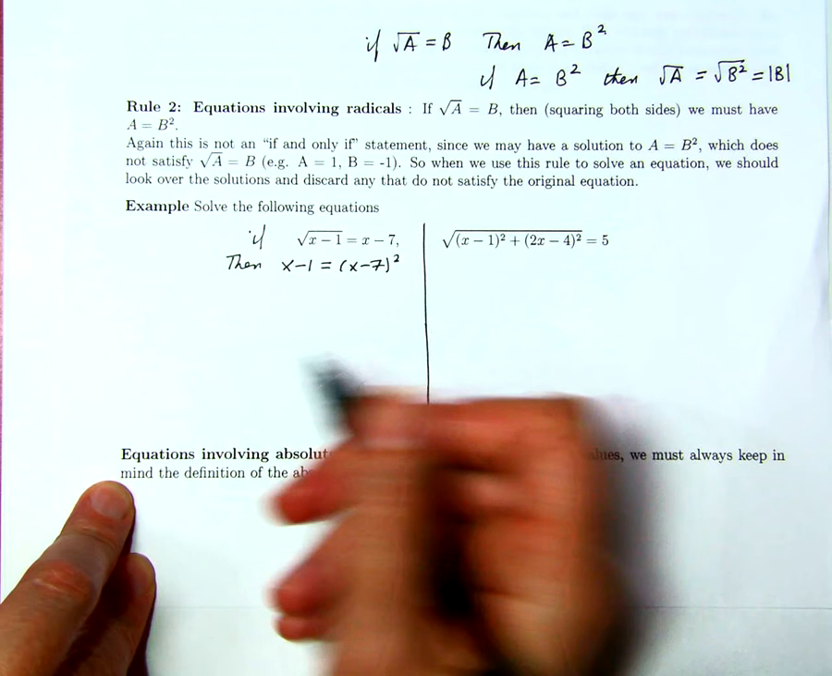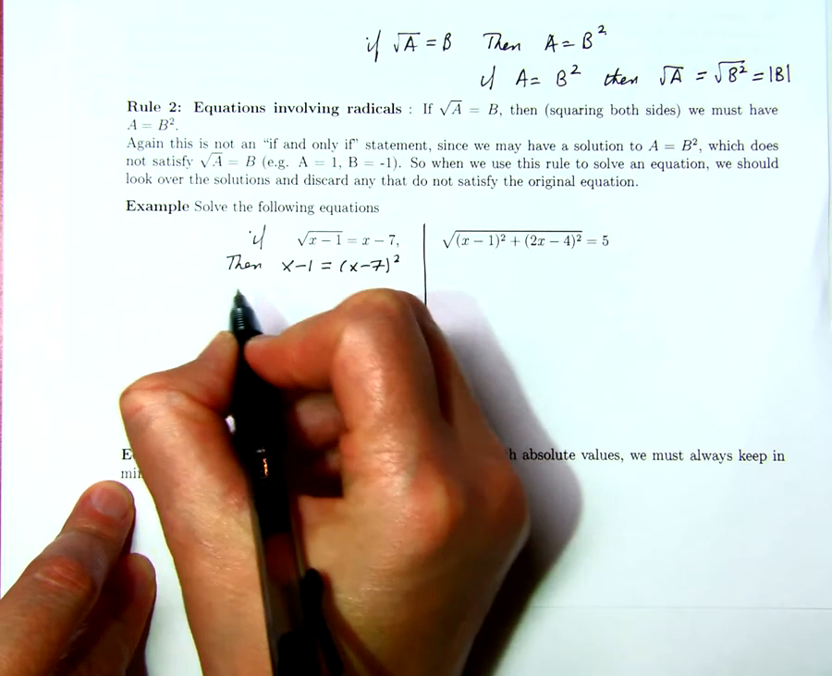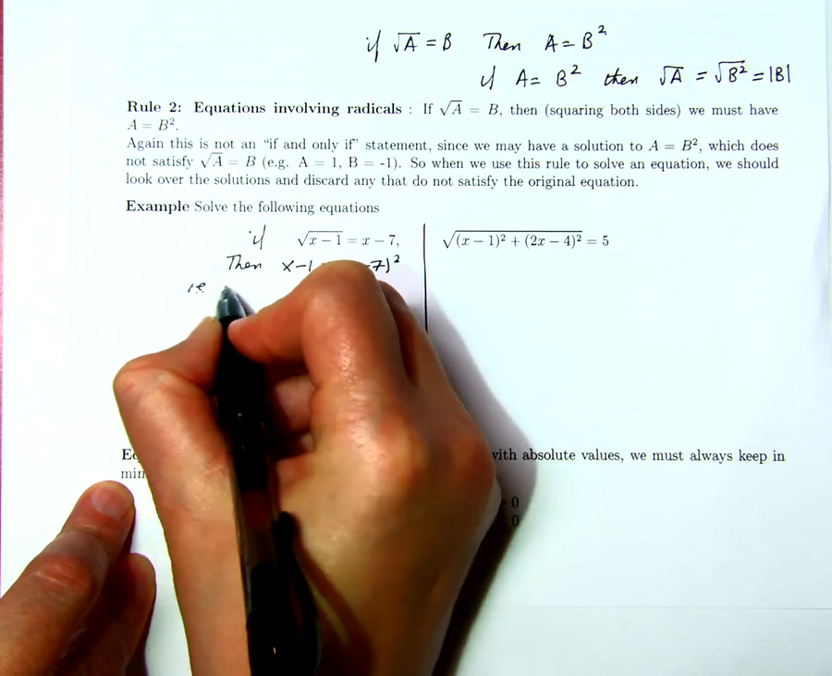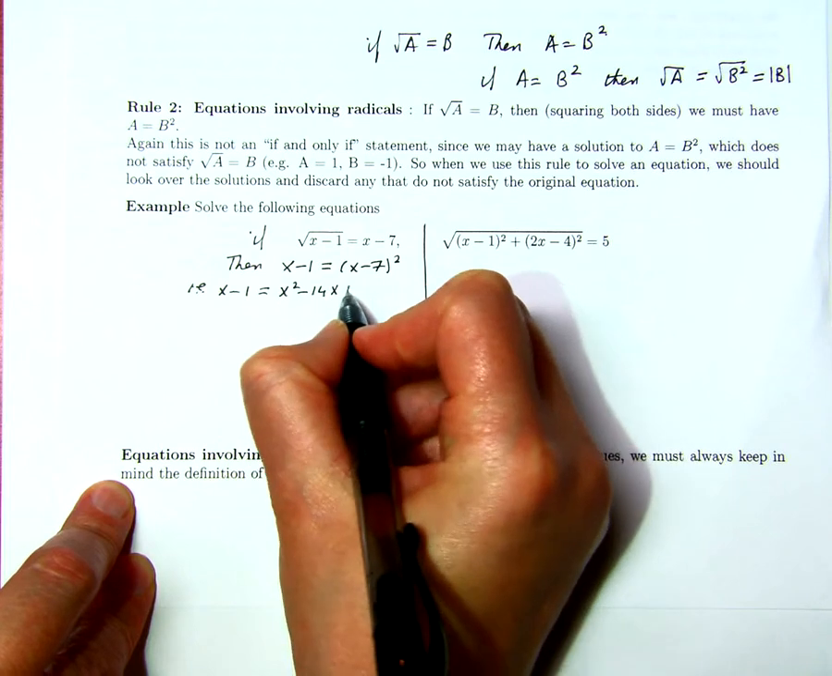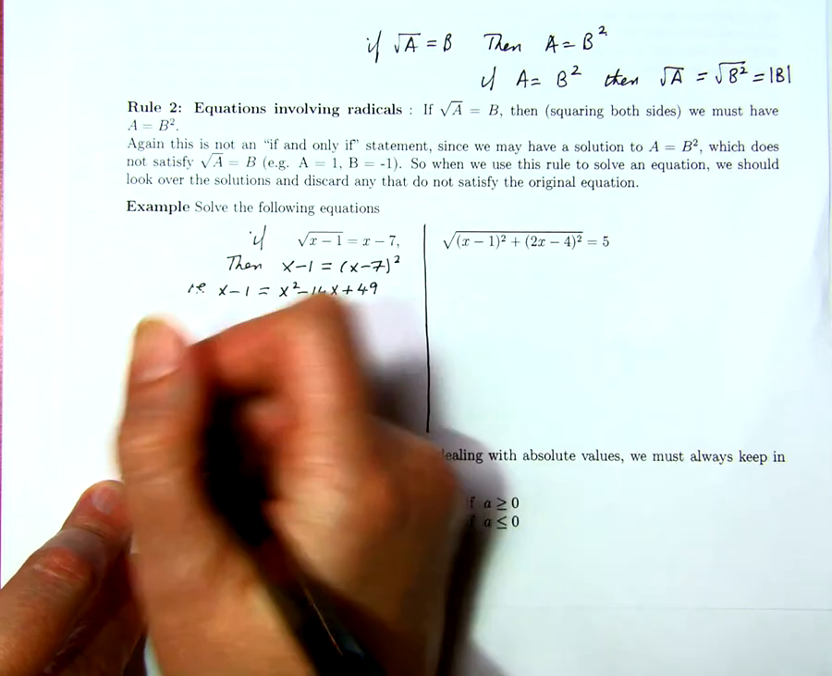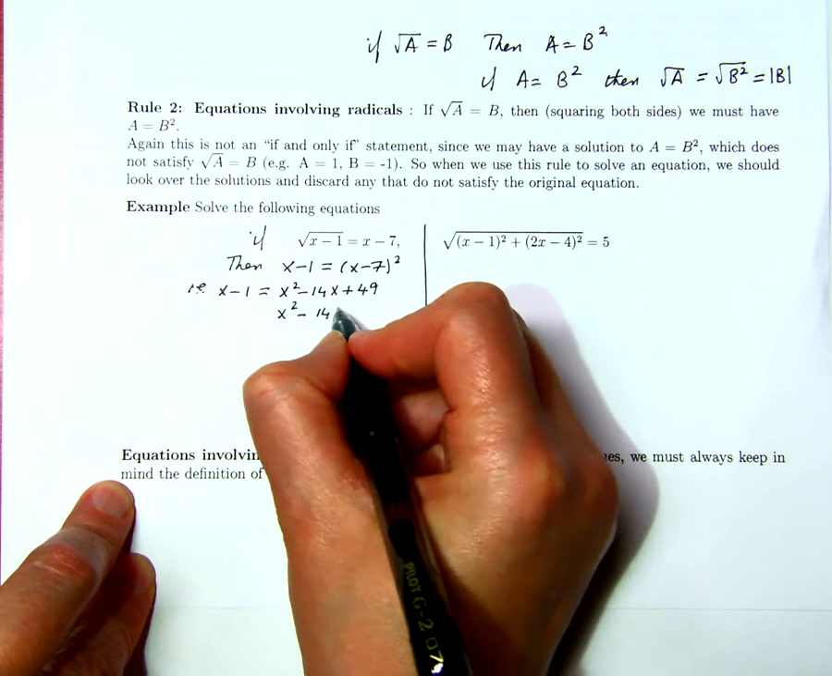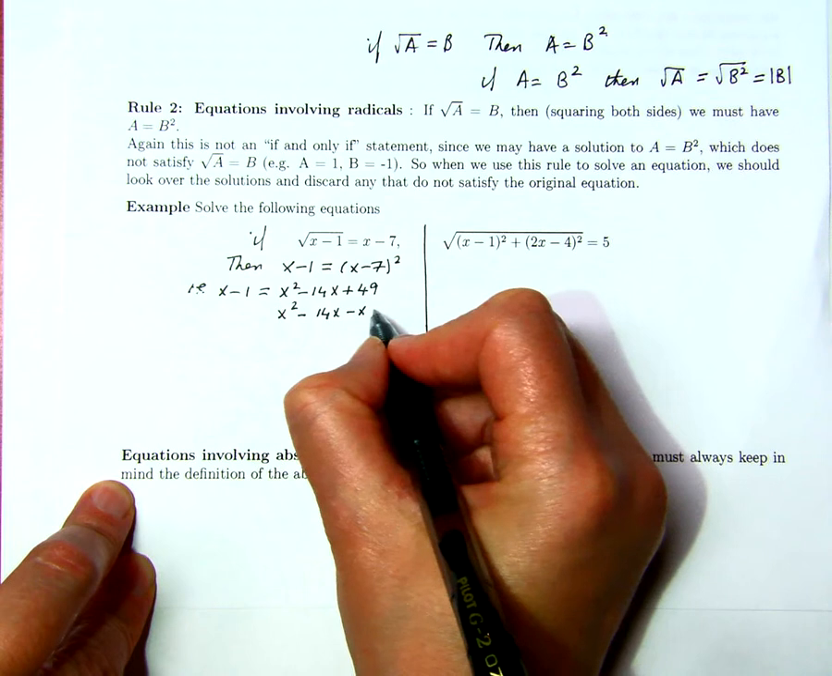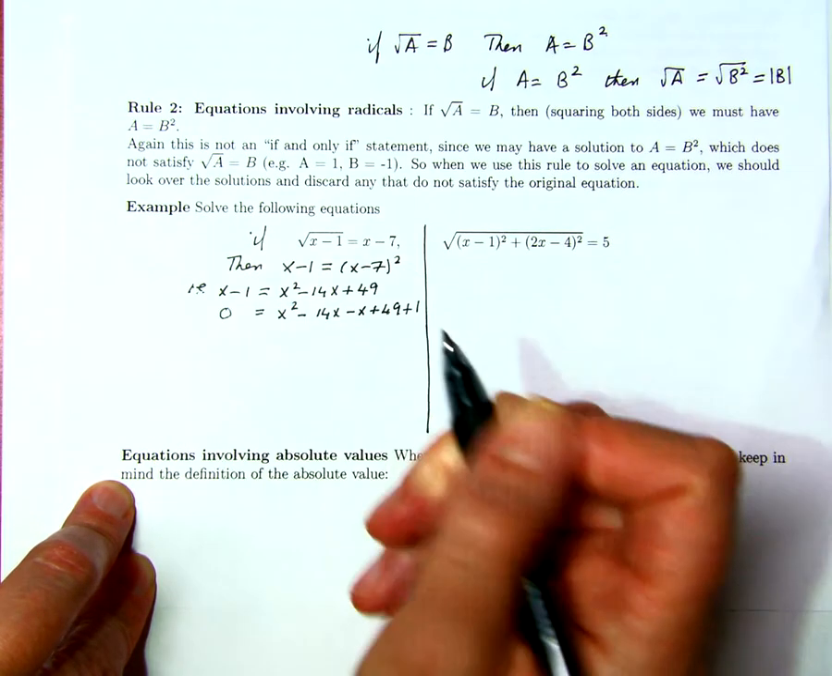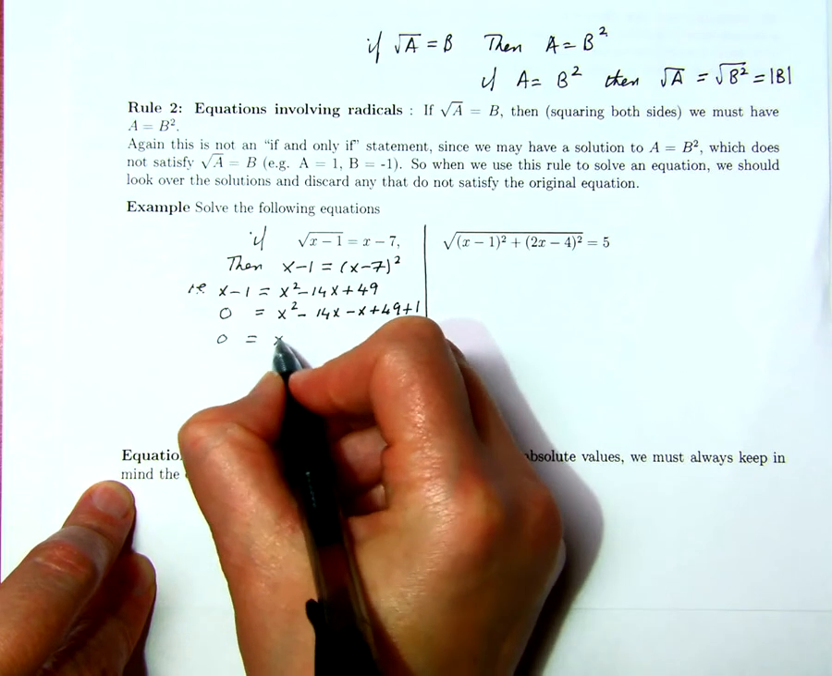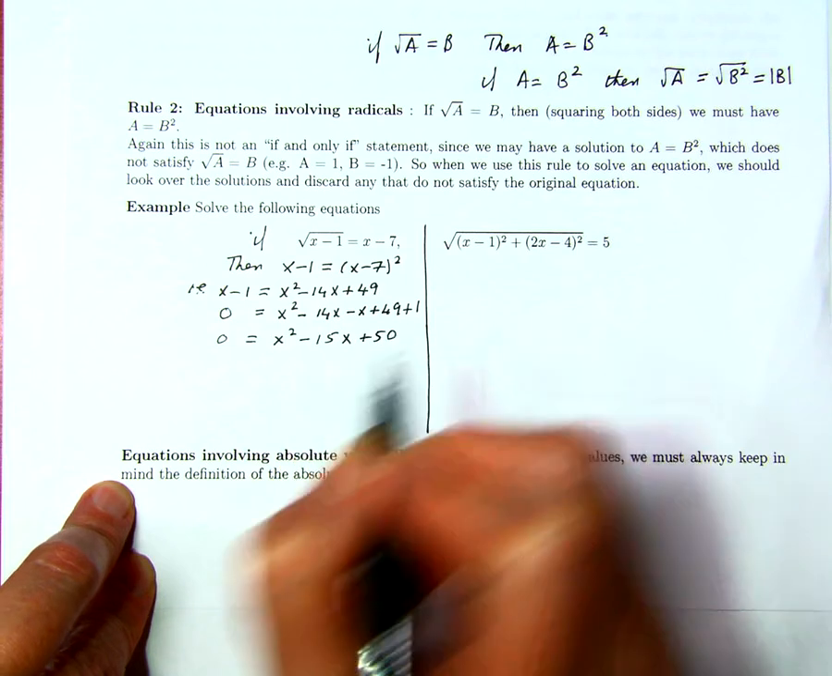And now this is a quadratic equation. I just have to tidy it a little bit. So this gives me that x minus 1 equals x squared minus 14x plus 7 sevens 49. And that tells me that x squared minus 14x minus that x on the left plus 49 plus the 1 on the left equals 0, or 0 equals x squared minus 15x plus 50.